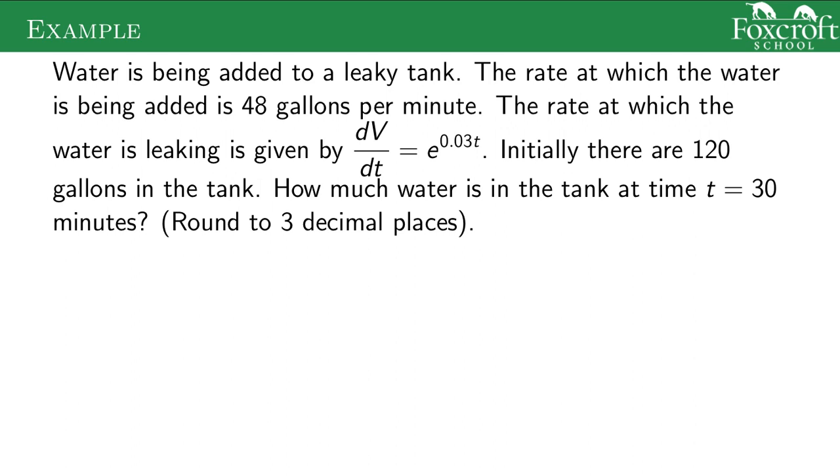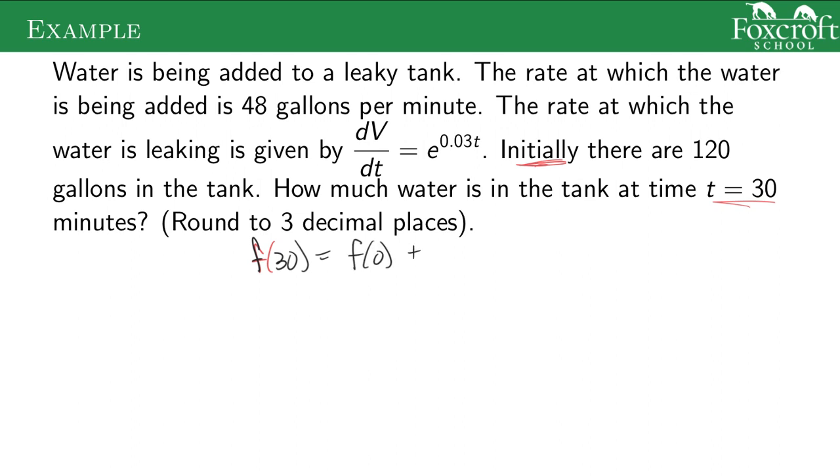Again, you can see this one, water is being added to a leaky tank. It's being added at a certain amount. It's leaving at a certain amount. Initially, there's 120. So if they're giving you an initial value and they want to know some later value, chances are you're going to use the accumulation of change formula. So our water at time 30 is going to be equal to my water at time 0.